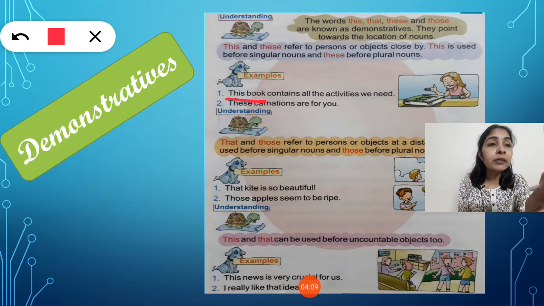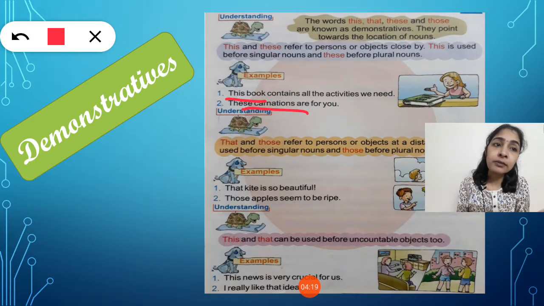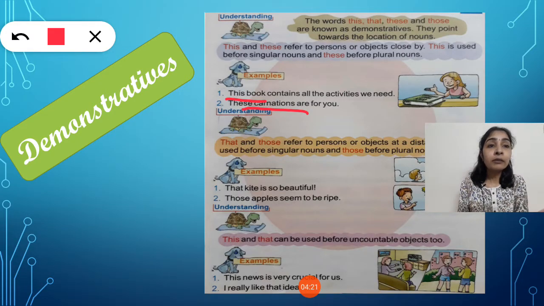Similarly, "These carnations are for you." So we are pointing out that these carnations are for you. "These" is followed by "carnations", and that is a noun. In the case of pronouns, it is not like that. A pronoun is not followed by a noun; it replaces the noun.